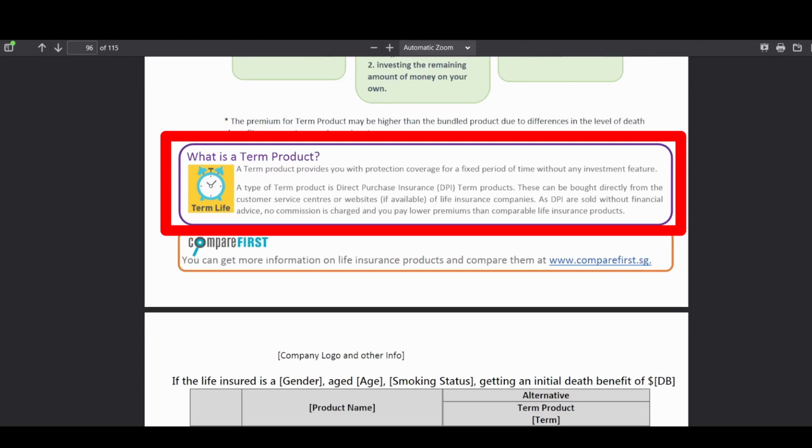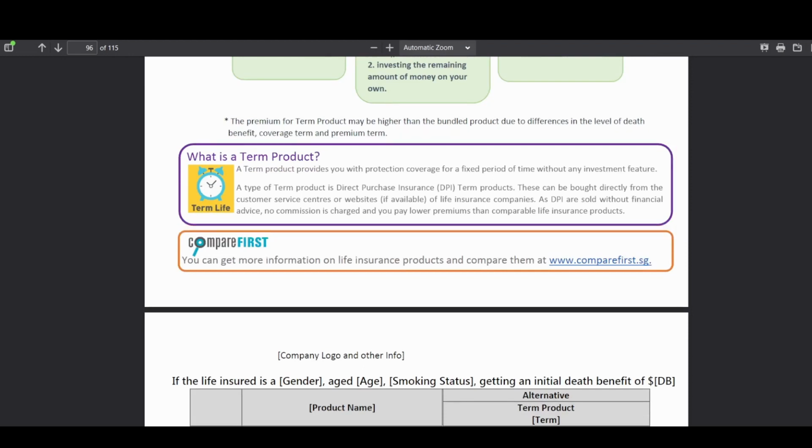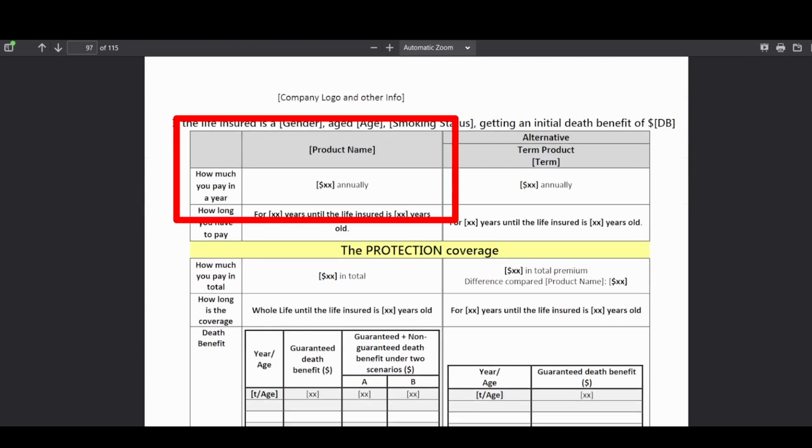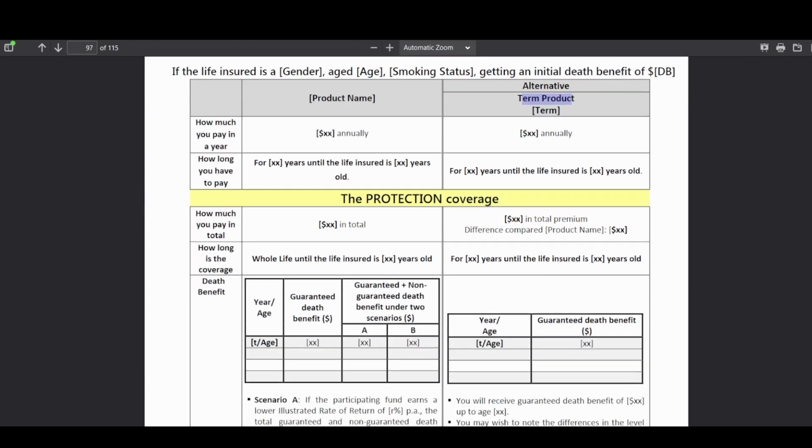And moving forward, this document also shows you what is a term product, and also it gives you a comparison of how much you will be paying if you were to buy a whole life policy, and also what the alternatives are, like for example a term plan, and they'll show you how much you are paying per year and also how long you have to pay for.